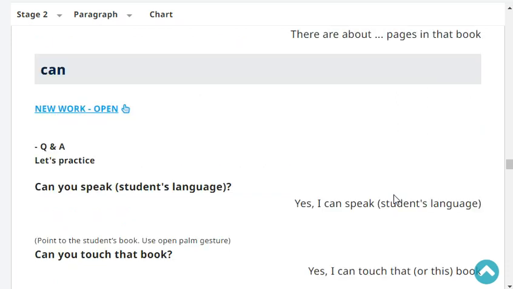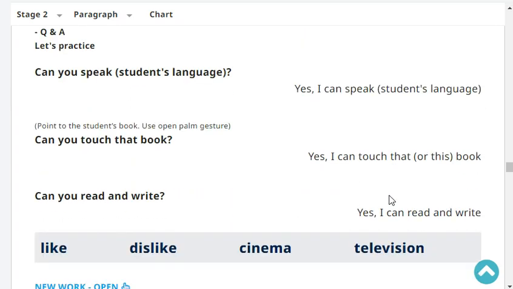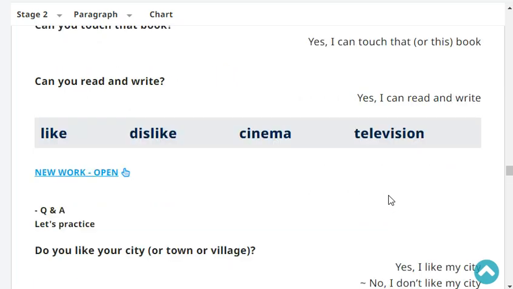Can you speak Japanese? Yes, I can speak Japanese. Very good. Can you touch this book? No, I can't touch that book. Can you read and write? Yes, I can read and write. Very good.